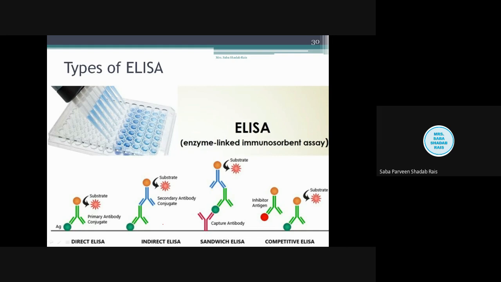Now students, earlier I told you that, suppose, for example, this is your ELISA plate.